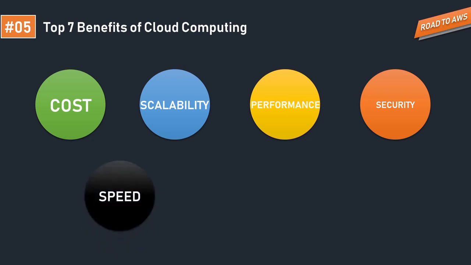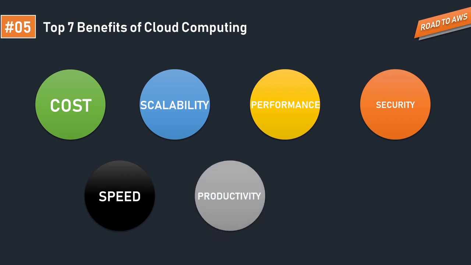The next one is speed. Most cloud computing services provide self-service and on-demand access. So what does it mean? Even vast amounts of computing resources can be provisioned in minutes, typically in just a few clicks. That's why you can have flexibility in your application as well. If it wants more computing speed, you can just add it on the go.